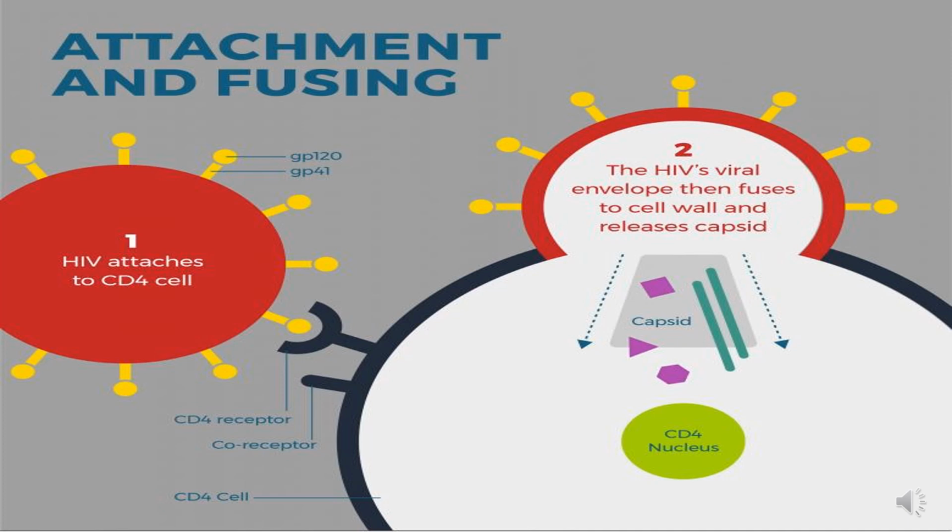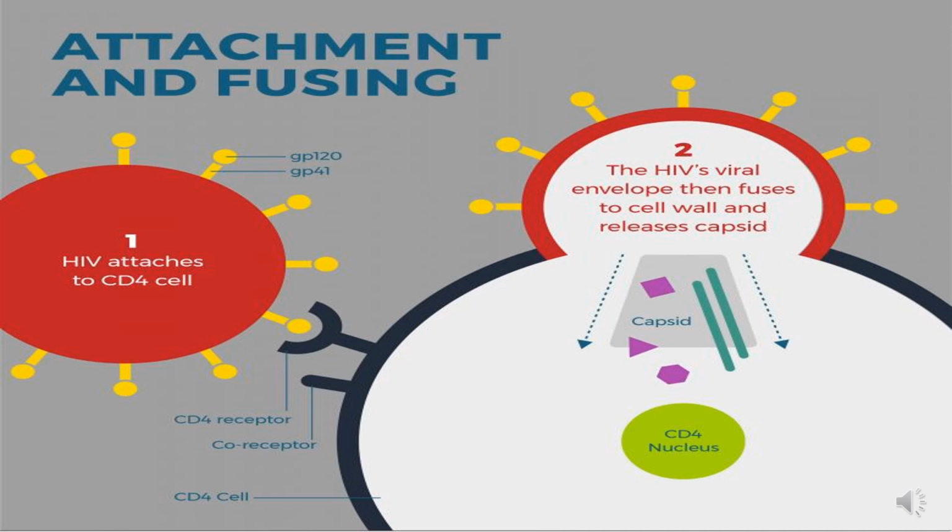HIV infects immune system cells which have a CD4 receptor on the surface. These cells include T lymphocytes, also known as T cells, monocytes, macrophages, and dendritic cells. The CD4 receptor is used by the cell to signal to other parts of the immune system the presence of antigens.